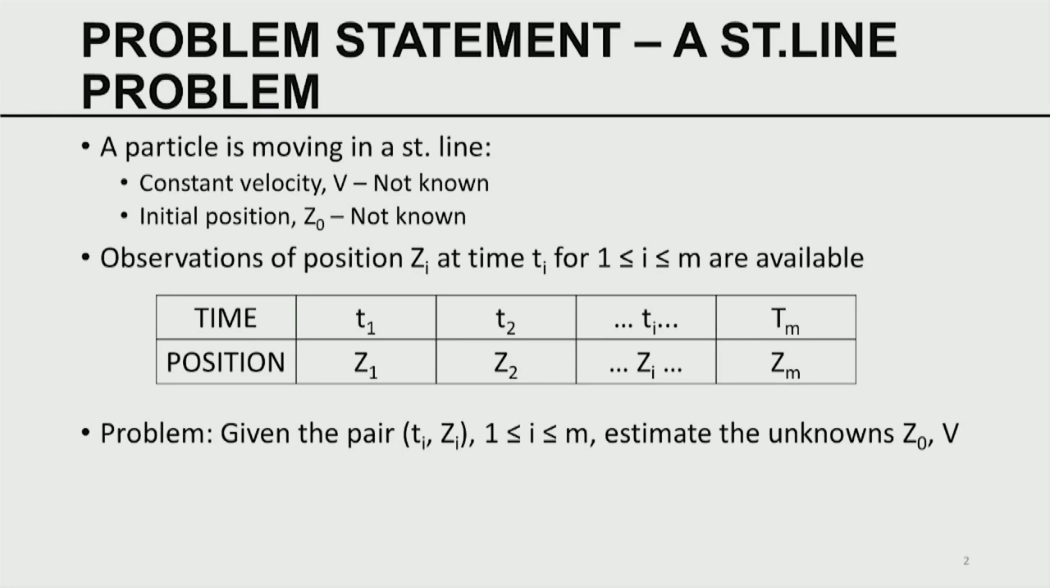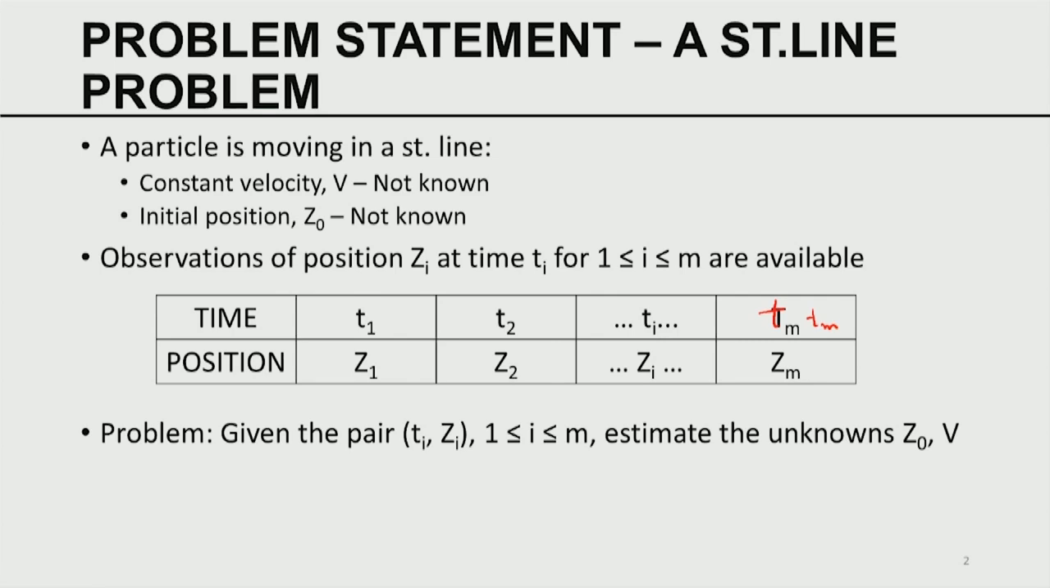Let us assume we are going to measure the position of the particle at times t1, t2, t3, tm, where t1 is less than t2 less than t3 less than ti less than tm. In this case, the t here must be a lowercase t. So, let the particle pass through the position z1 at time t1, the position z2 at time t2, zi at time ti and zm at time tm.